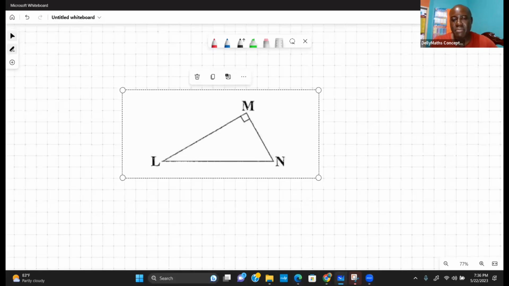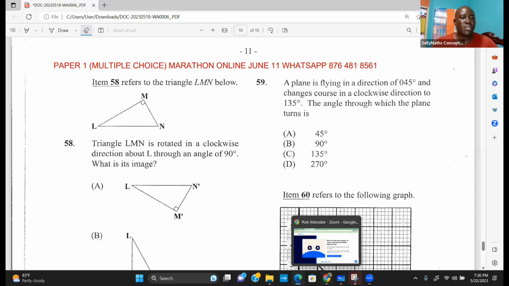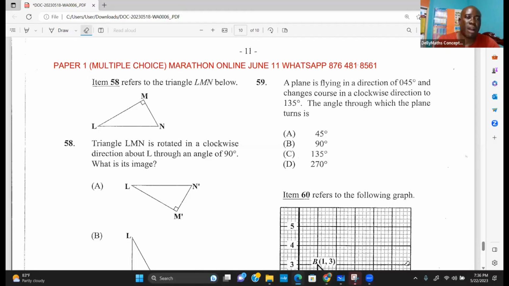All right, there it is. So we're saying now, this triangle will be rotated 90 degrees clockwise. Clockwise means the direction of the hands of a clock. We're going to go this way. All right. Remember, I said to you now, look out.